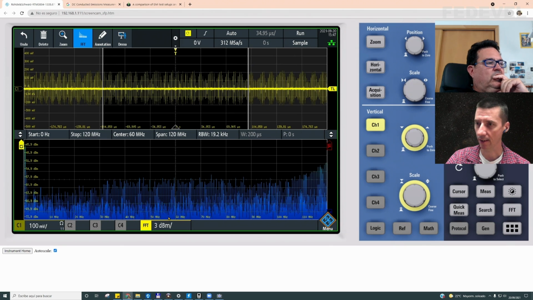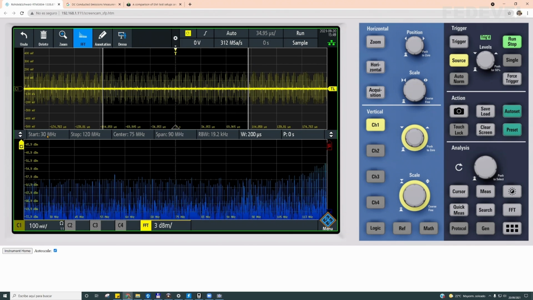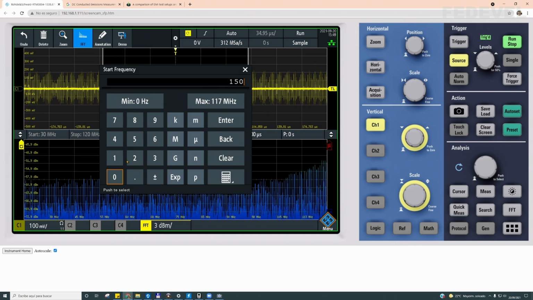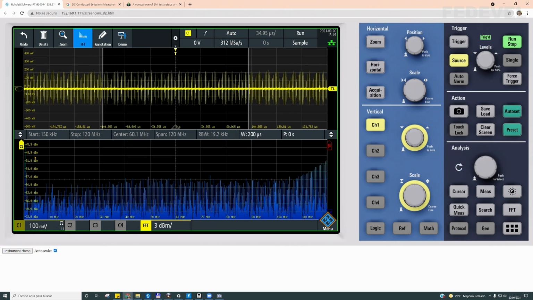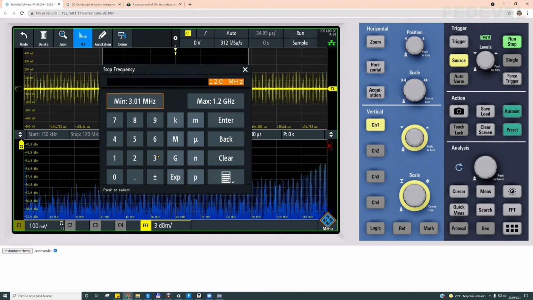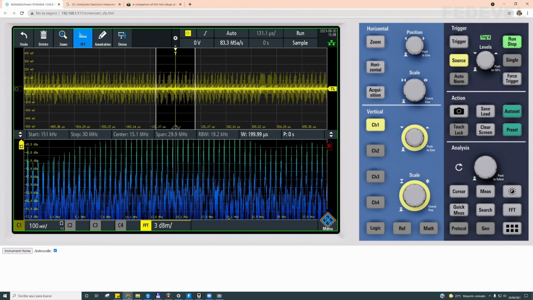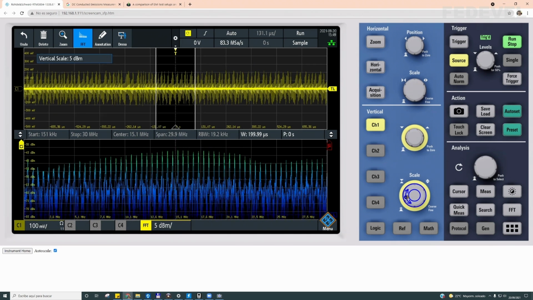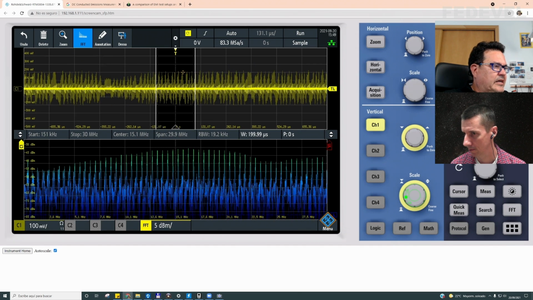Can we do the same range as we did in the spectrum analyzer? Yes. Start is 150 kilohertz. Yes, now I am at 150 kilohertz. Stop is 30 megahertz. This is the same as previously. And let me reduce the vertical scale. Okay. So this is basically what we get in the time domain and in the frequency domain.